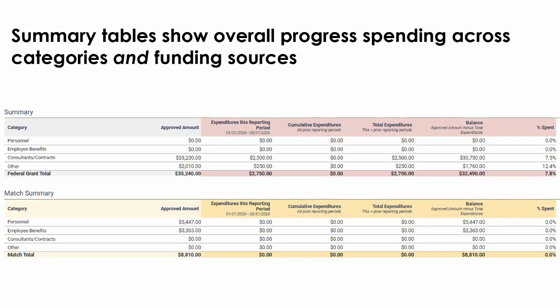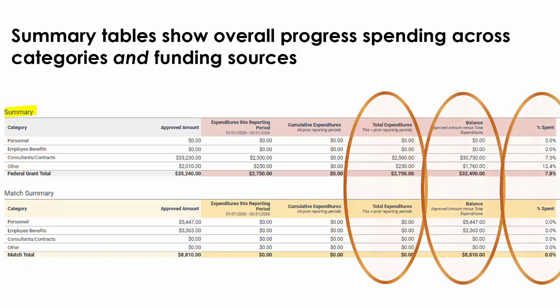Toward the bottom of the report, you will see summary tables that show overall progress toward spending. The expenditures this reporting period column reflects the expenditures that you just entered. The cumulative expenditures column is all zeros in this example because it shows cumulative expenditures reported prior to this quarter, and this is a first quarter report. Then, notice that after you clicked Save, the total expenditures, the balance, and the percent spent columns automatically update.